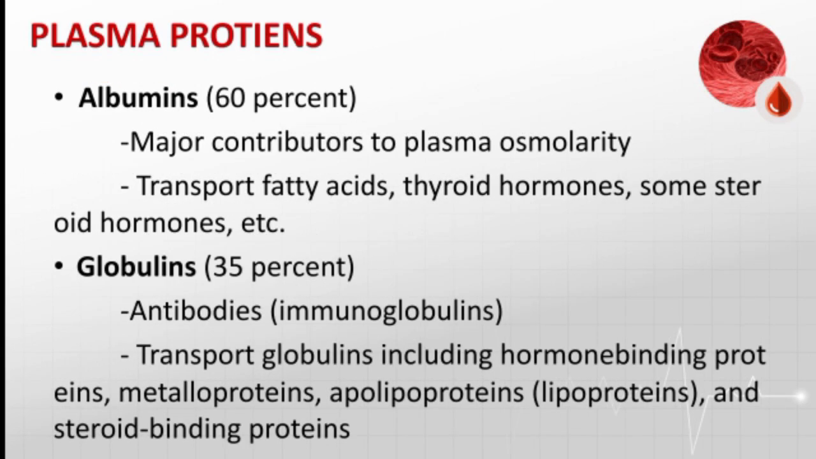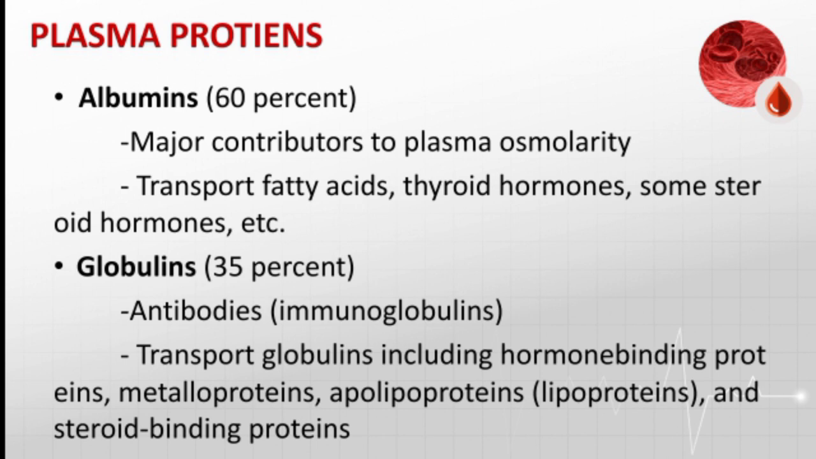Plasma proteins, and there are several kinds of plasma proteins. The first one is the albumins, considered as 60%. They are the major contributors to plasma osmolarity and transport fatty acids, thyroid hormones, and some steroid hormones.